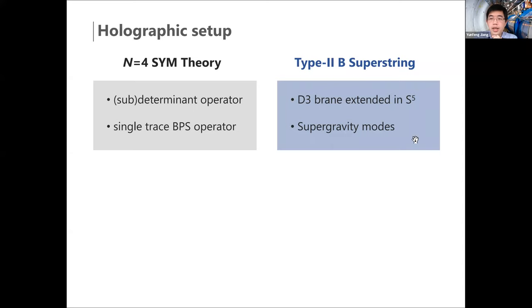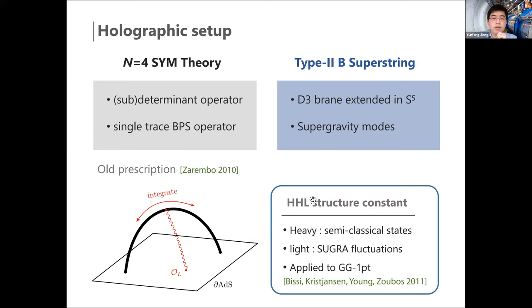So as I was saying, let's first recall quickly the holographic setup in N equals 4 super Yang-Mills. Again, we have the giant gravitons, which are sub-determinant operators. In holography, they correspond to three-branes extended in the S5 dimension. So in AdS it's like a point, a local operator, but it's extended in the internal space S5. Then we also consider the single trace BPS operator, which corresponds to a supergravity mode. The three-point function we are interested in is of the type heavy-heavy-light. The heavy-heavy-light three-point function holographic prescription was first proposed in a paper by Kostya Zarembo in 2010.